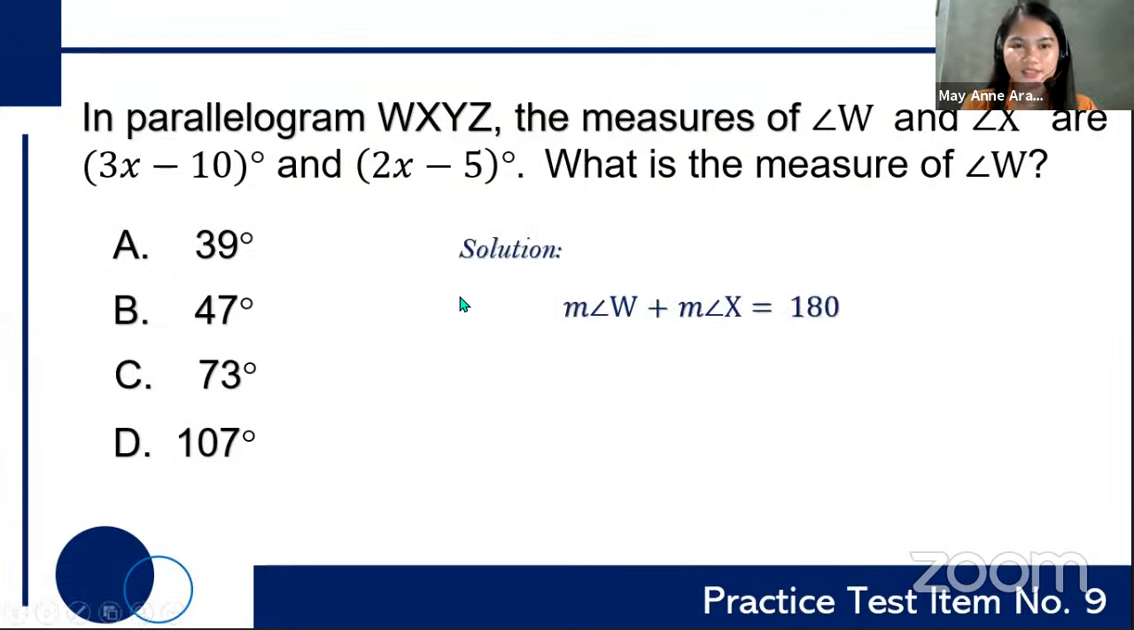Let us have the solution. Again, since W and X are adjacent angles, the sum of these angles is equal to 180 degrees. So just substitute the given expressions: you have 3x minus 10 and 2x minus 5.